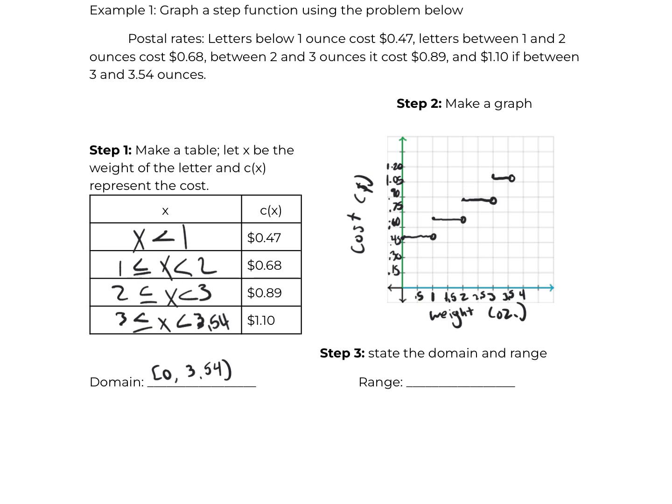And then the range, the lowest the range goes is 47 cents. And then we have a break. And then we have it defined at 68 cents. And then there's a break. So we're using those U symbols. Then it's defined again at 89 cents. Then there's a break. And then again at $1.10. And we're going to leave it just like that.